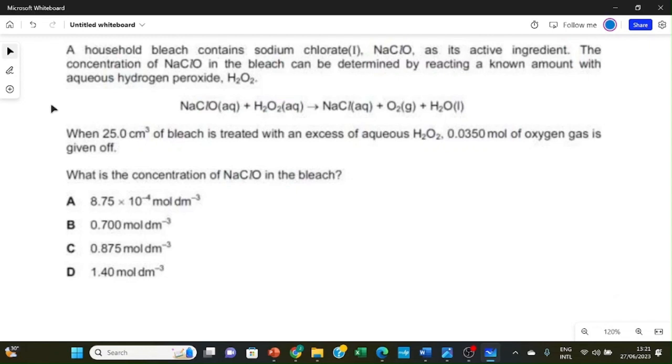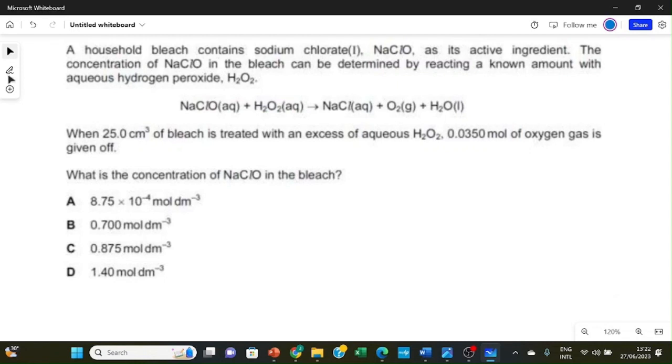So the first step is to understand the question. A household bleach contains sodium chlorate(I), which is NaClO, as its active ingredient. So the concentration of sodium chlorate(I) in the bleach can be determined by reacting a known amount with aqueous sodium hydroxide. So when 25 cm³ of bleach is treated with an excess of aqueous hydrogen peroxide, 0.0350 mole of oxygen gas is given off. What is the concentration of sodium chlorate(I)?